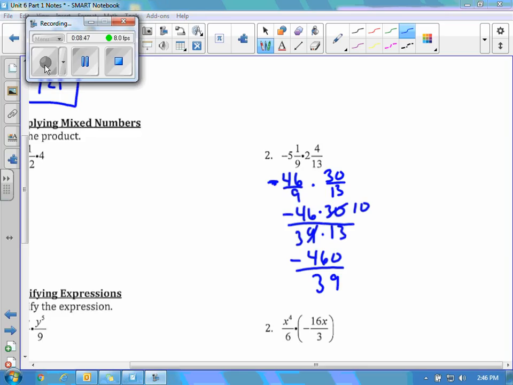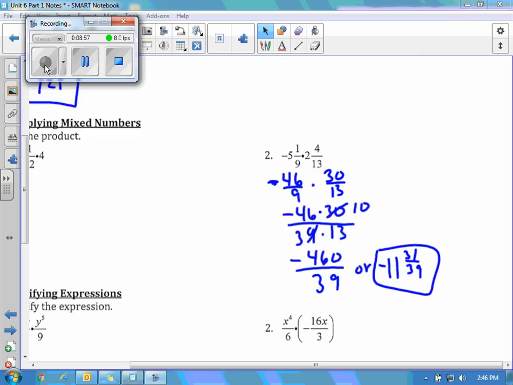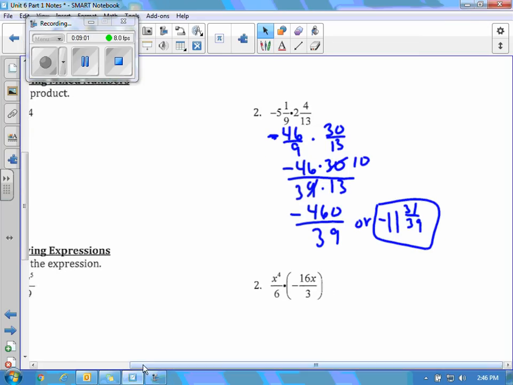Then if I want to turn that into a mixed number, 39 is going to go into 460 11 times. It's going to be left with 31 over 39. And that's all still mixed. Alright, so number 1 is for you to do.